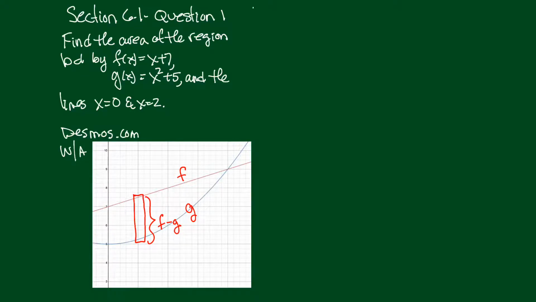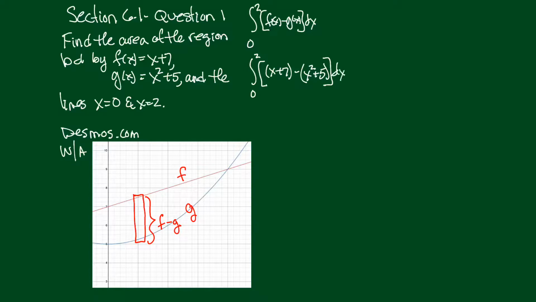So the area is the integral from 0 to 2 of f of x minus g of x dx. That gives us the integral from 0 to 2 of, now here's f of x, that was the top function, so that's x plus 7. That's the top of the rectangle, minus the bottom of the rectangle, which is the quadratic, x squared plus 5. So I got f of x minus g of x.